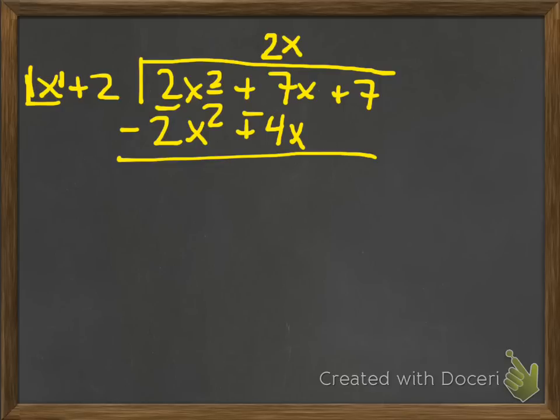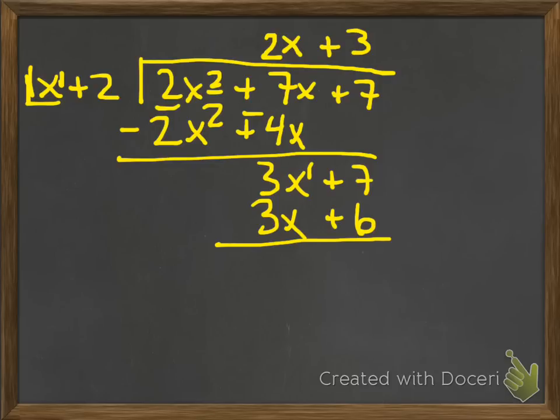The 2x squareds cancel each other out. 7 minus 4 is 3x. Bring down the 7, and I'm putting plus 7. Then 3x divided by x is 3. The x to the first, subtract the x, means I don't have any x left, so I don't have to put an x up there. Notice there's a pattern: whatever your highest power is on top, it starts working its way down. So 3 times x is 3x, 3 times 2 is 6. Change the sign. 7 minus 6 is 1.